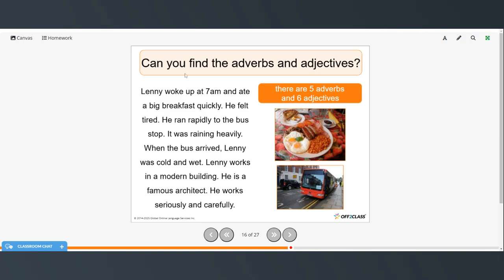Okay, so go ahead and read this very short story and see if you can find the adverbs and adjectives. And there are 5 adverbs and 6 adjectives. So go ahead and pause the video, try that on your own, and then you can restart when you're ready to check your answers.